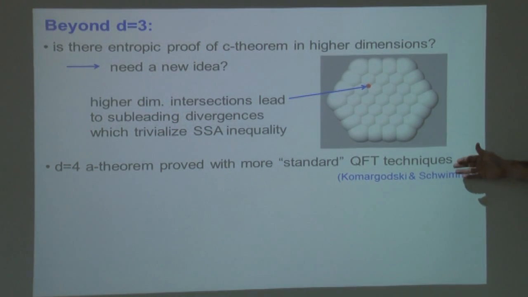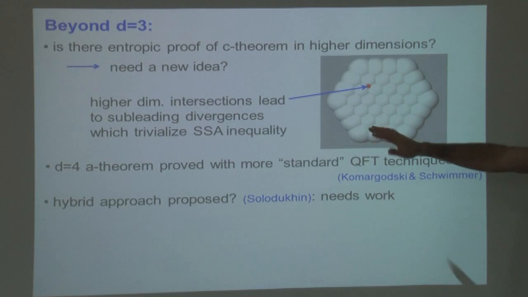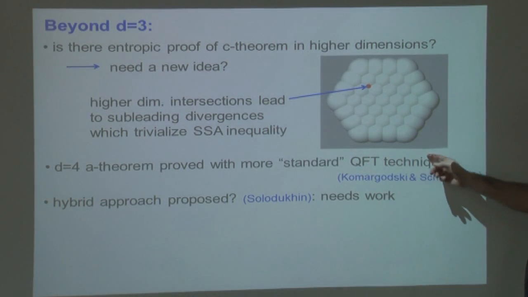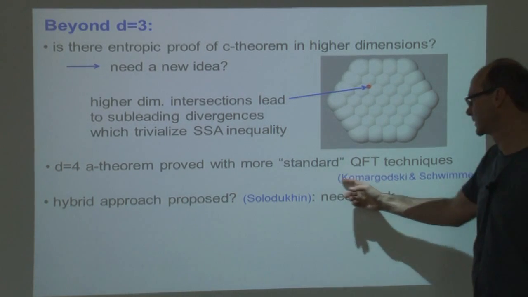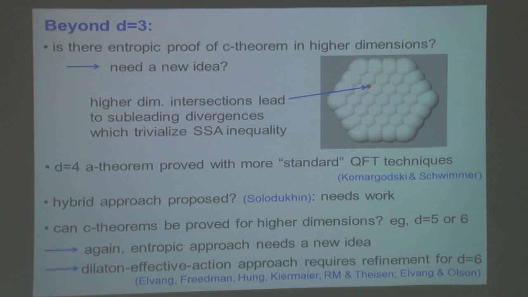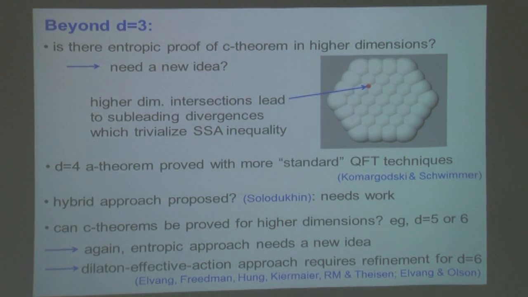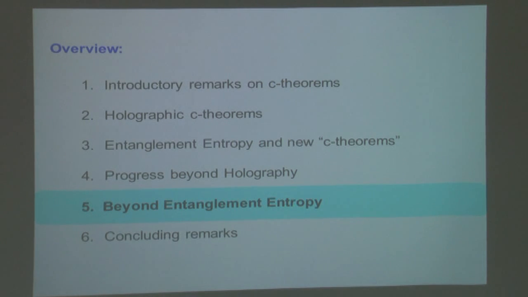Okay, we can't take the entropic one beyond d equals 3. D equals 4 seems to be working with standard techniques. Solodukhin proposed for 4, maybe there's some kind of hybrid approach that uses ideas here and entanglement entropy, but that's still a work in progress. There are certain problems with that. We would like to go beyond d equals 4, but it seems in both cases we need a new idea. But it's an interesting question: can you prove some kind of C-theorems for d equals 5 or d equals 6? So that takes us to the end there.